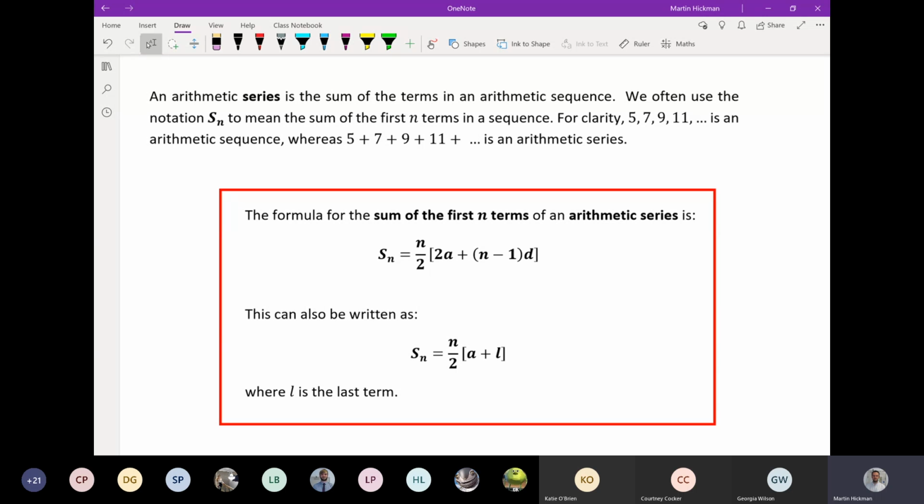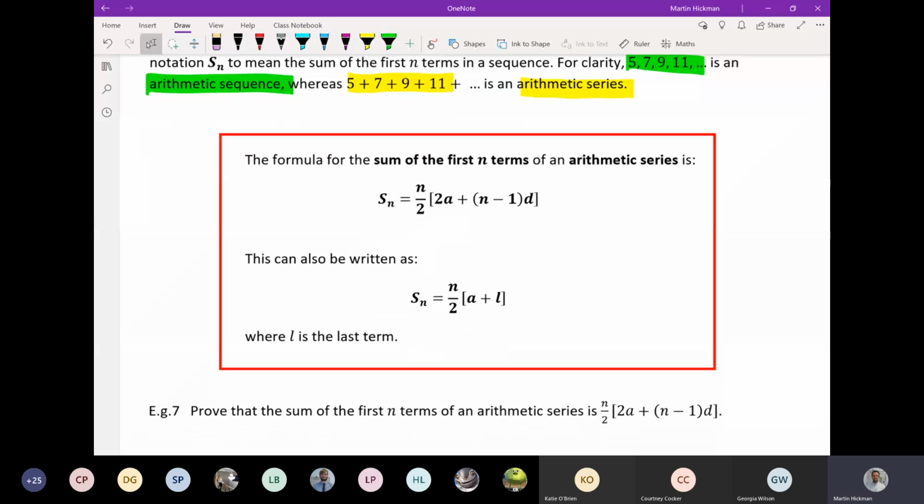For clarity, 5, 7, 9, 11, okay, like this. This would be an arithmetic sequence, so this is just the sequence of numbers. Whereas 5 plus 7 plus 9 plus 11 would be an arithmetic series. So just make sure you know the difference between a sequence, which is just writing out the numbers, and the series, which is when you add up those numbers within the sequence.